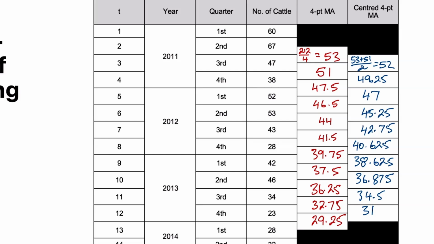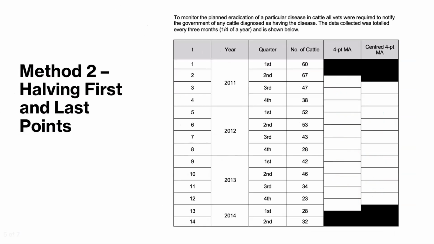Although this process is fairly easy, it's also extremely tedious. Having to calculate all the individual 4-point moving averages, and then the average of those averages to center them can be a time-consuming process. Then we have method 2. In method 2, we're going to skip the first part of calculating the 4-point moving averages.